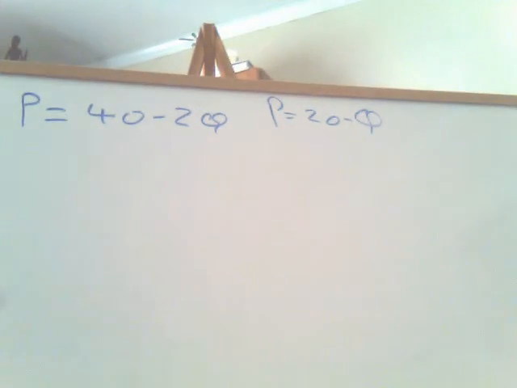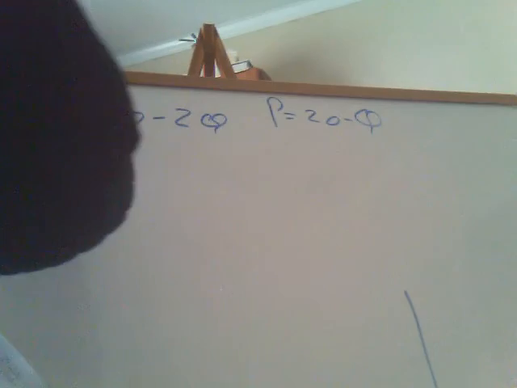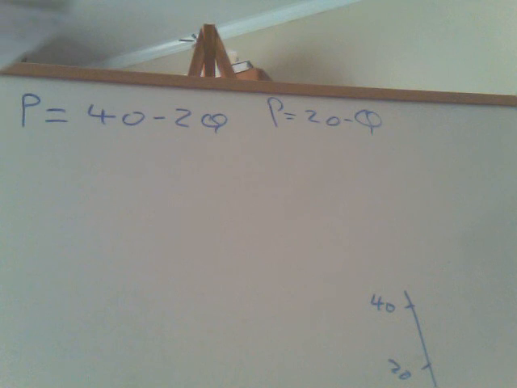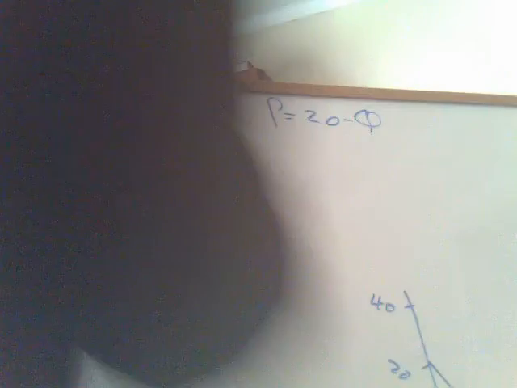If you plot these, more or less, you will find out that when the quantity is 0, the price is 20. When the quantity is 0, the price is 40. So this is one of them. This is the second one. And in both cases, you're going to find out that in this case, when the price is 0, the quantity is 20. And the same thing over here.